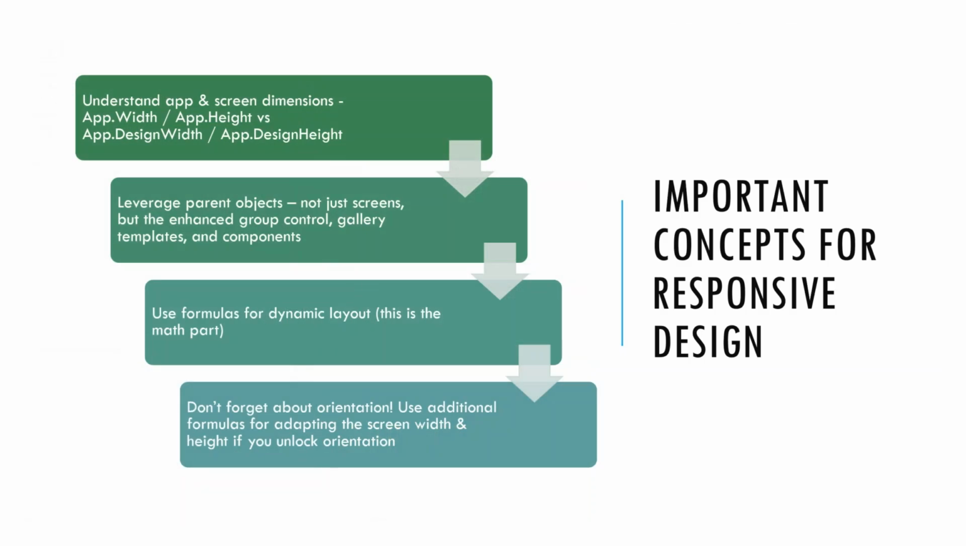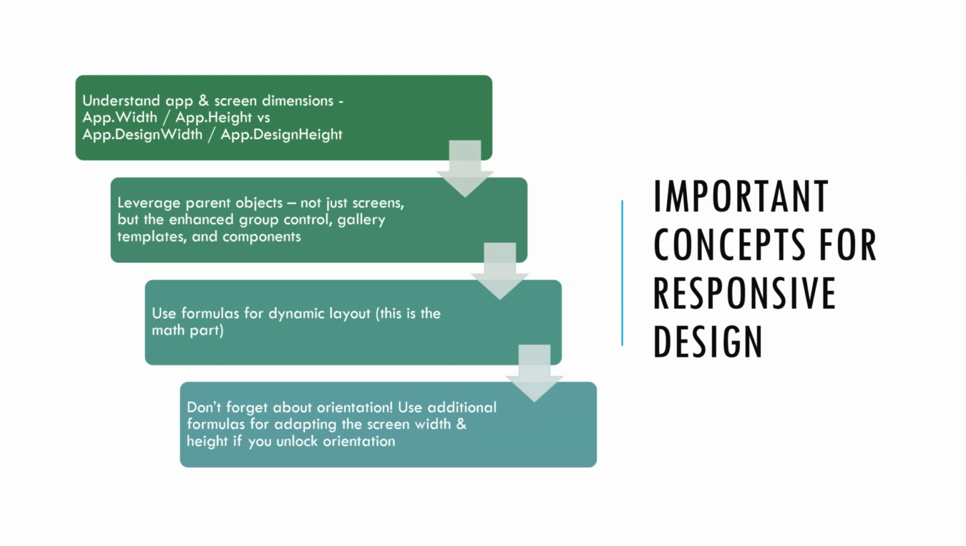Some of the important concepts for building a responsive design. So you need to understand your app and your screen dimensions. There's app width and app height, and that's the actual height and width of the running application. And then there's design width and design height, and those are the settings you set when you set the settings for your app in the design mode, okay?